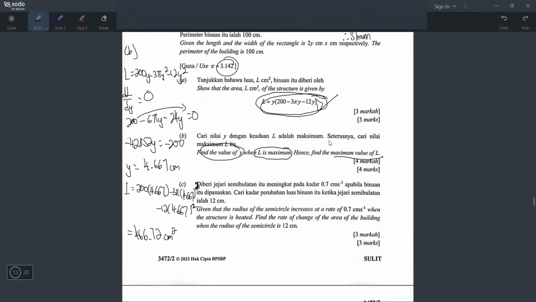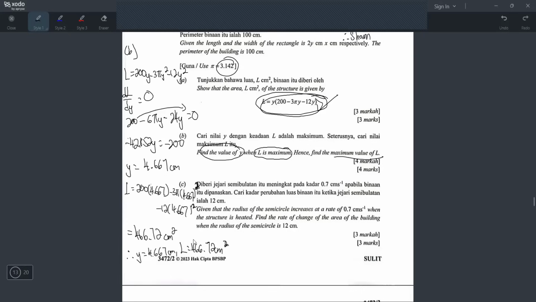Find the value of y and then find the value of L. So this one is the value of y, this one is the value of L. So let's write again. The y maximum here is 4.667 cm and the L maximum here is 466.72 cm square. Don't forget to write the L. So L equals 466.72 cm square. Both of these values are the answers.